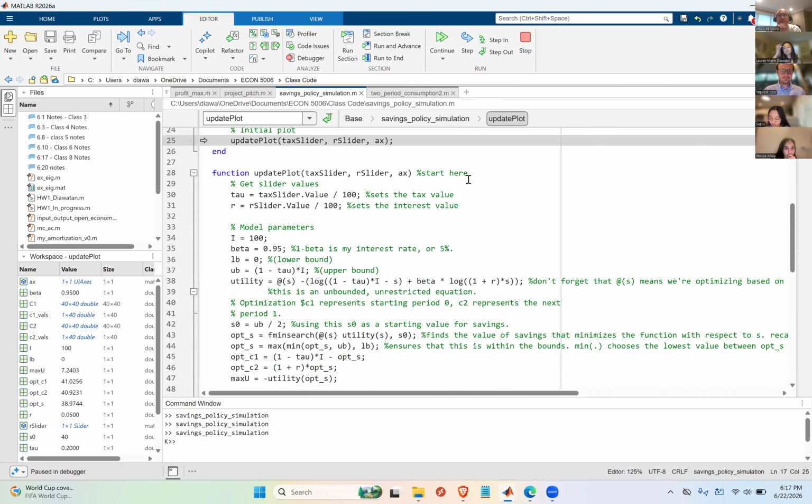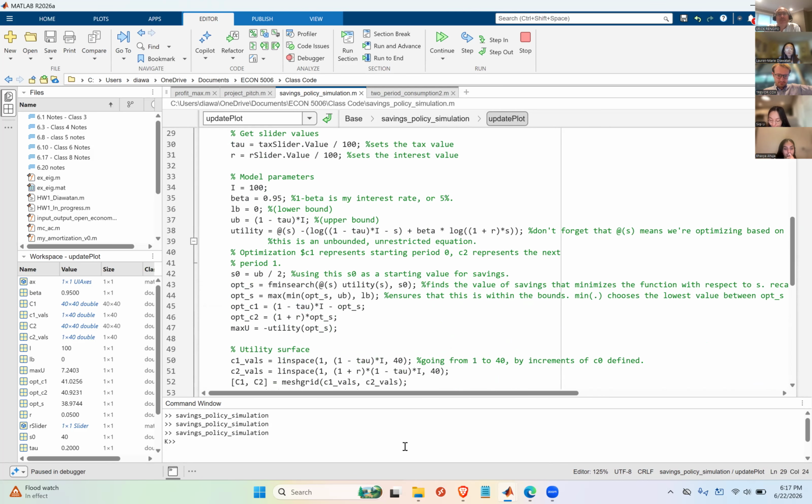From there, you have the function update plot. Essentially you have changes to the axis, changes to the tax slider and the R slider. That affects tau, like I mentioned, which is our tax rate, as well as R. The only difference with the tax rate is that we have it as whole numbers, so we just divide it by 100 here.